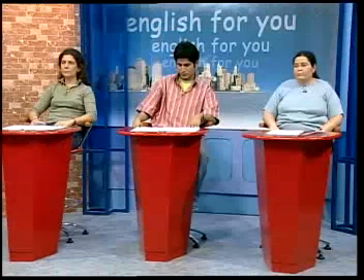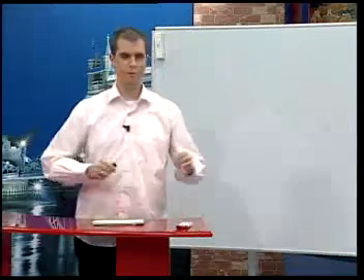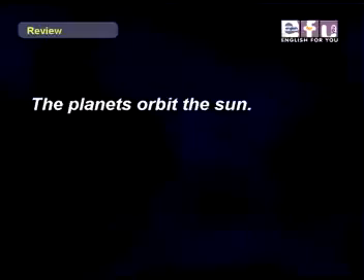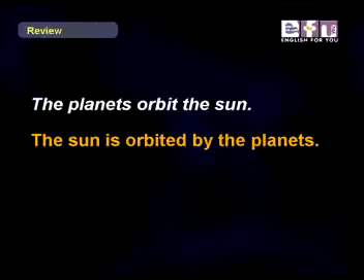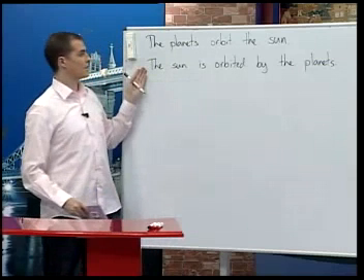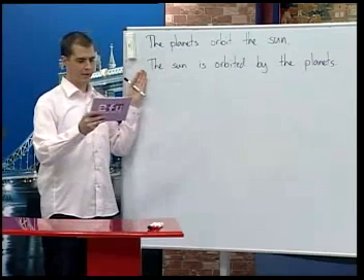Okay, now let's do some exercises. I'll give you a sentence in the active voice. You put it into the passive, and let's use only present simple. Rosa, you may go first. Okay. Here's your sentence. The planets orbit the sun. That's easy. The sun is orbited by the planets. Good. The sun is orbited by the planets.